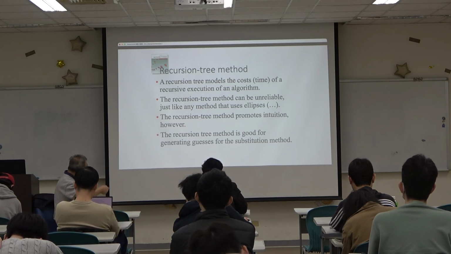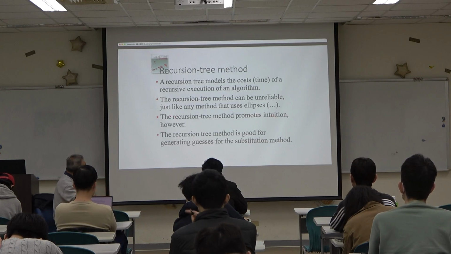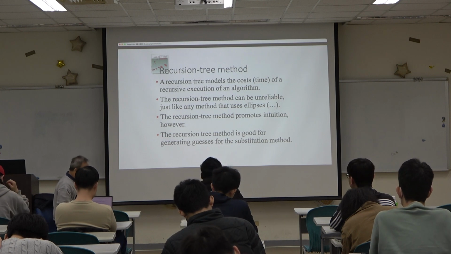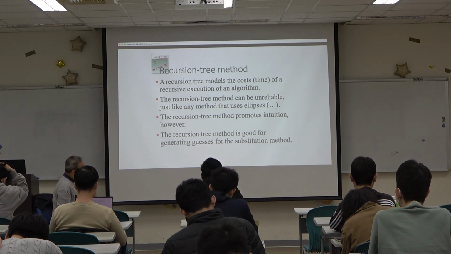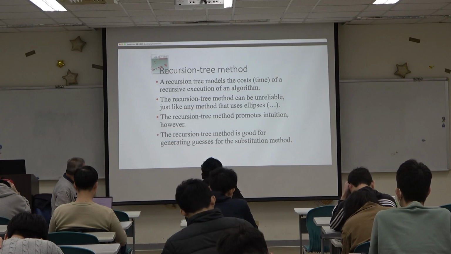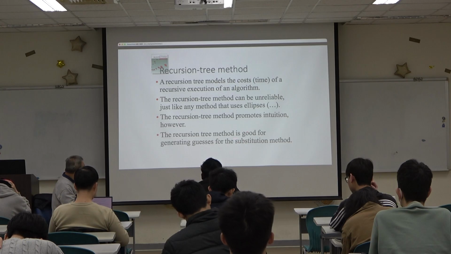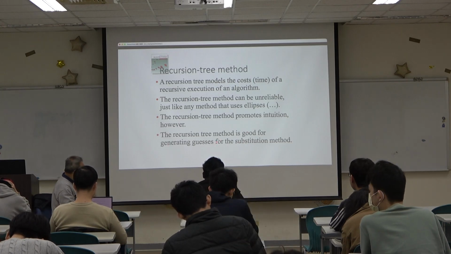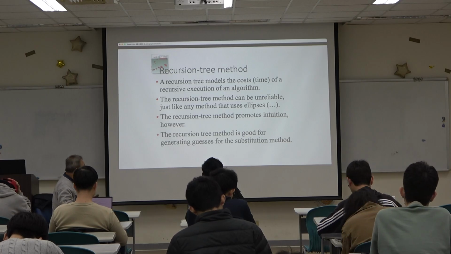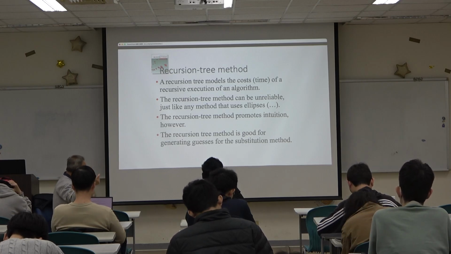However, it can be used for intuition. Okay, it can help you to find a better bound, and then you can use the substitution method or another method to prove it, basically. Okay. So the recursion tree method is good for generating guesses for the substitution method, as I said earlier. Because for the substitution method, how do you guess a good bound? That's the difficult part.